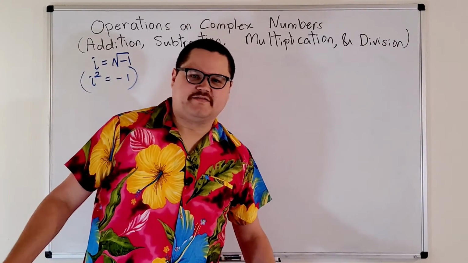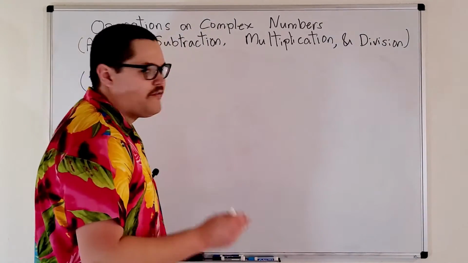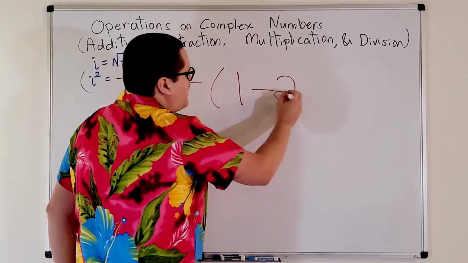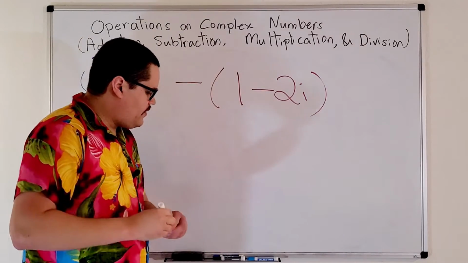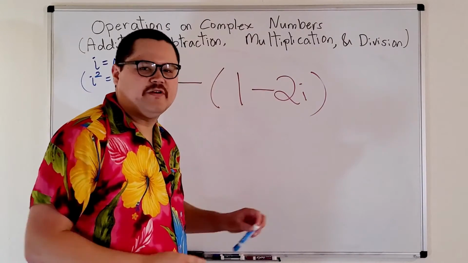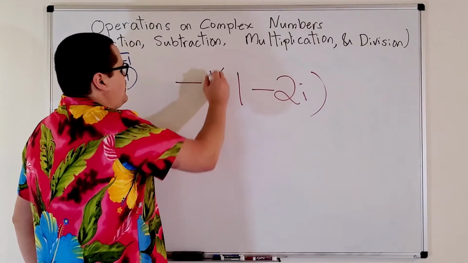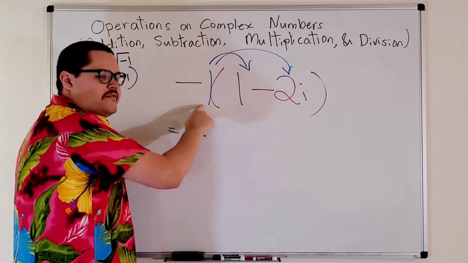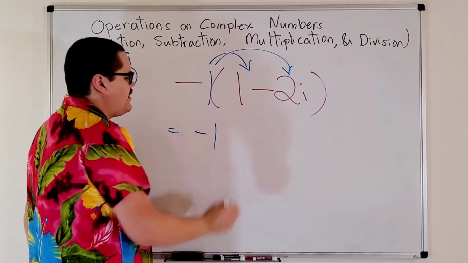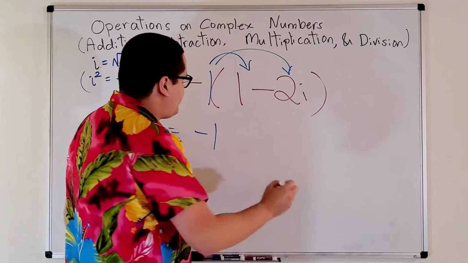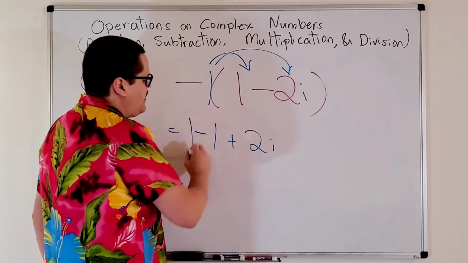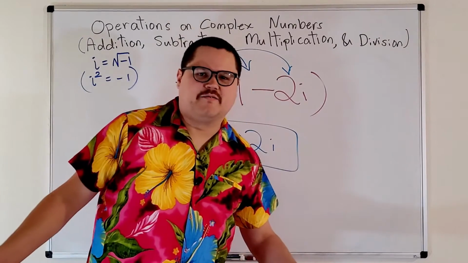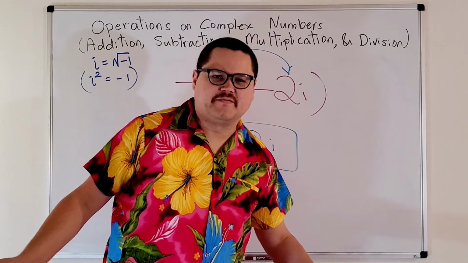A special case of this is if we have a negative of a complex number. So let's say I have negative quantity 1 minus 2i. Well, this negative out front really represents negative 1. So we can distribute this over the expression. Negative 1 times positive 1 is negative 1. And negative 1 times negative 2i is positive 2i. So here the answer is negative 1 plus 2i. This idea will help us with subtraction of complex numbers.